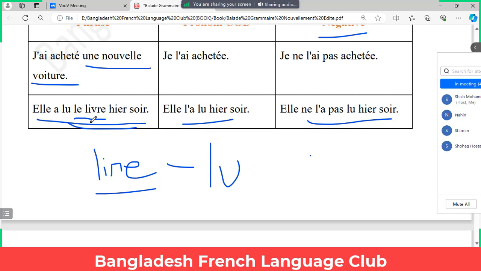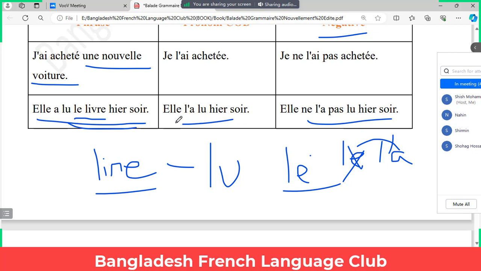Le, la or les. So now consider its number and gender. Le livre is masculine singular. So which one will be used? Not la. Le will be used, right? Because this is masculine singular. Yes. So here, elle l'a lu hier soir. Here also le and a, two vowels, are written this way. Elle l'a lu hier soir.